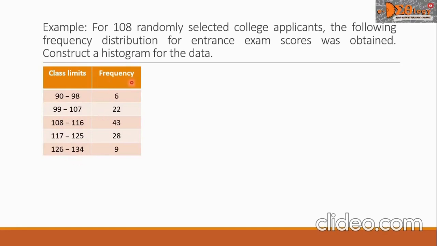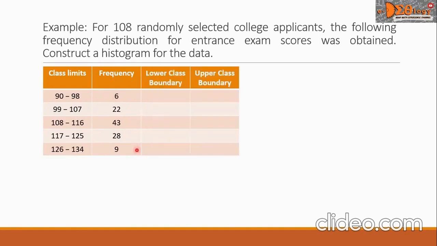The second column is for frequency. There are 6 observations for the first class interval: 22, 43, 28, and 9 for the other class intervals, respectively. We need 2 more columns. And these are lower class boundary and upper class boundary respectively.